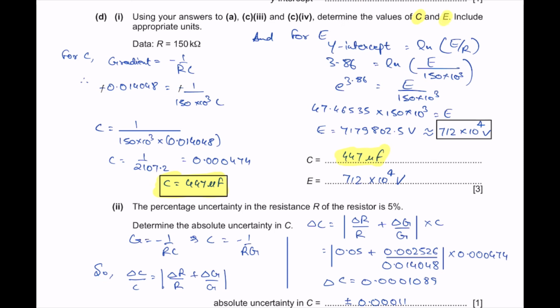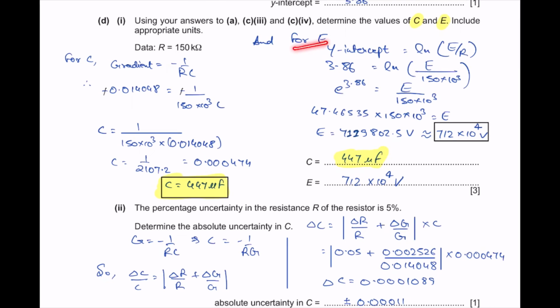Now for E, the y-intercept is given by ln E by R. So by putting the value of the y-intercept and taking E on power both sides, E raised to power 3.86 equals E upon 150 into 10 raised to power 3. By calculating the value, we get E equals 7119802.5 volt, because E is the EMF, so the value should be in volt. By rounding to 3 significant figures, we get 712 into 10 raised to power 4 volt. So this is the value for E.